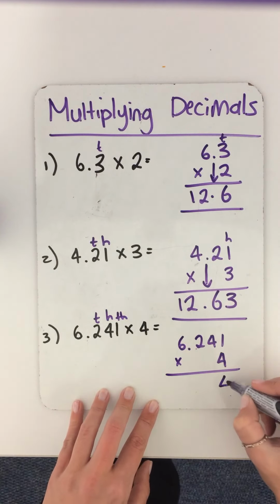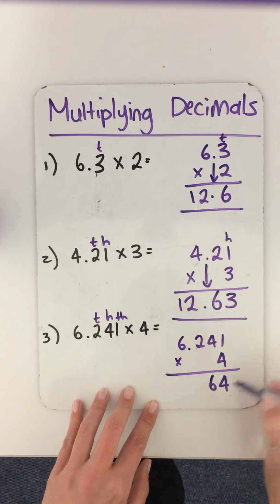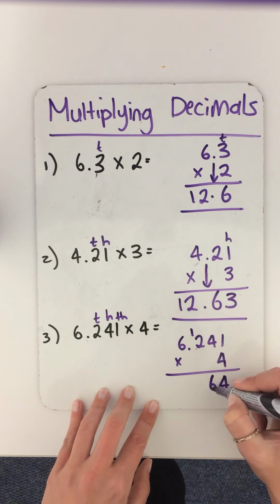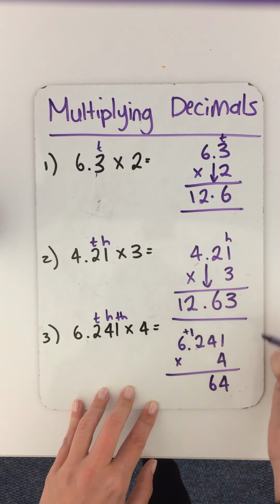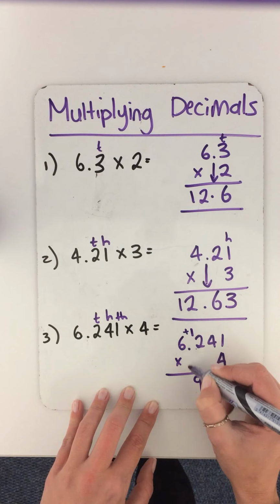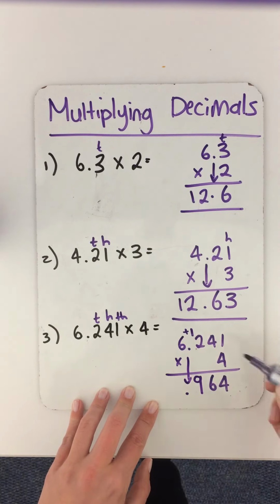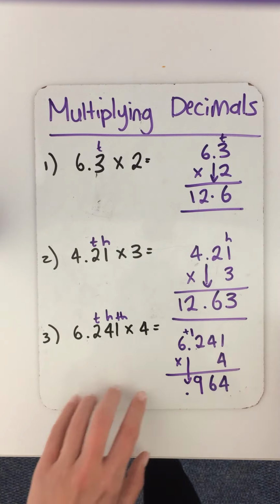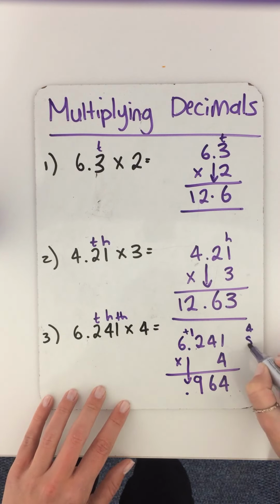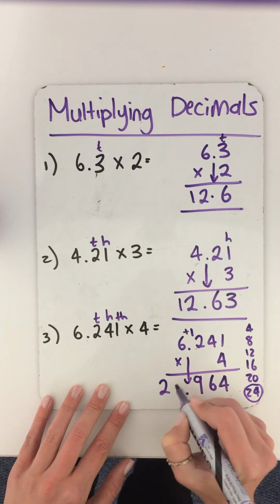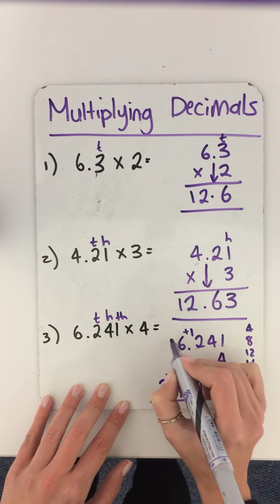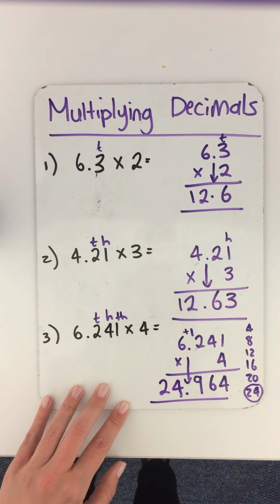4 multiplied by 1 is 4. 4 multiplied by 4 is 16, carry a 1. There's my 1, there's my 6, that makes up 16. 4 times 2 is 8, plus the 1 is going to give me 9. My decimal point I need to bring down. 4 times 6, if you're not sure, you write it on the side. 4, 8, 12, 16, 20, 24. 1, 2, 3, 4, 5, 6 is 24. I didn't have any number to carry the 2 to, so I just wrote it down.